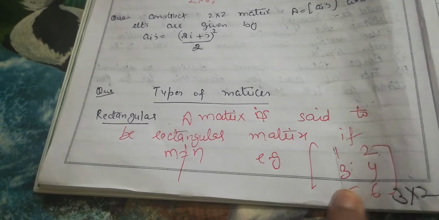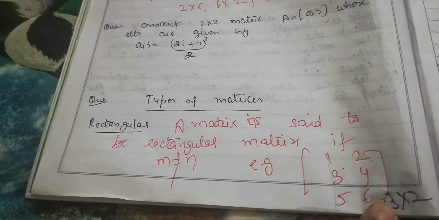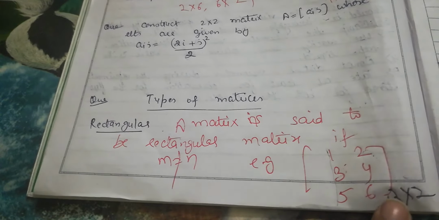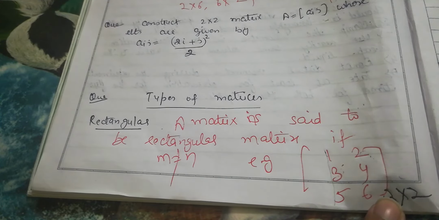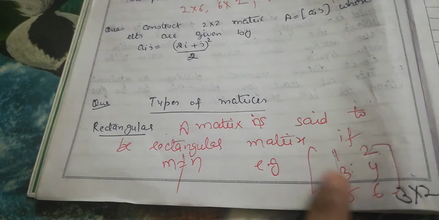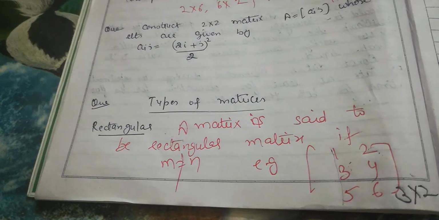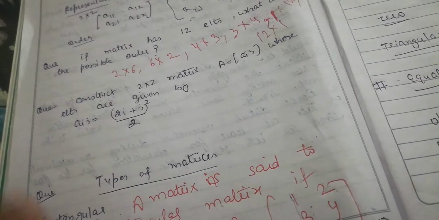So now you can see, guys, 3 is not equal to 2 because we are not matching the elements. We are matching only rows and columns. Rows and columns should not be equal to each other. So now you can see in this question there are 3 rows, 1, 2 and 3, and 2 columns. So 3 is not equal to 2. So this is a rectangular matrix. Okay, guys. Now the next one.